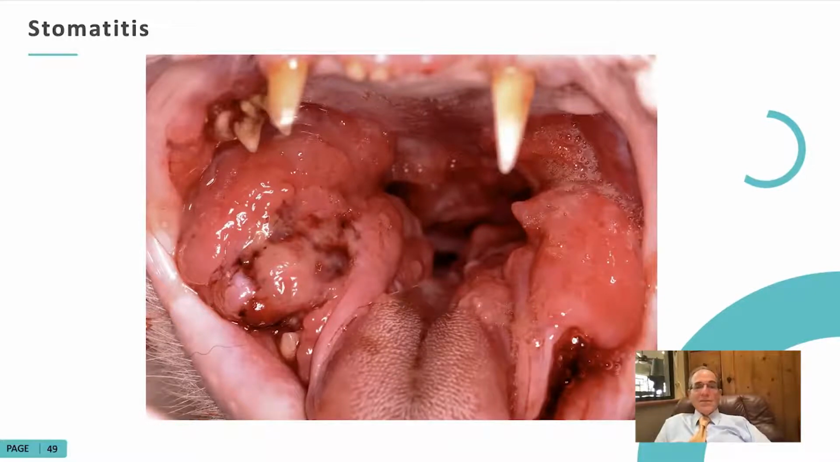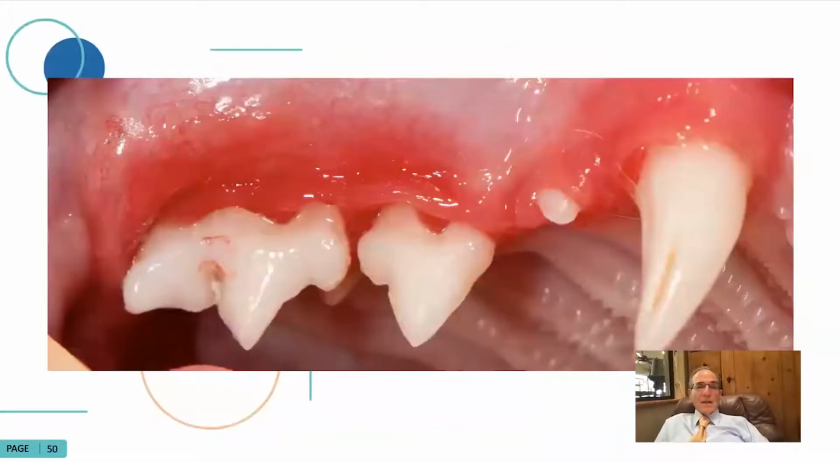This cat was referred because the veterinarian had problems intubating this cat. And this cat, after a full mouth extraction and some laser treatment, actually did very, very well. So this is a lot more than just periodontal disease. Although periodontal disease and oftentimes tooth resorption is also evident in these types of presentations.